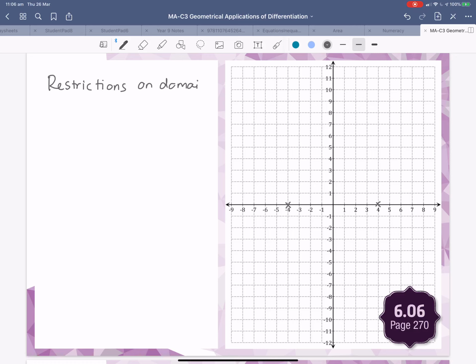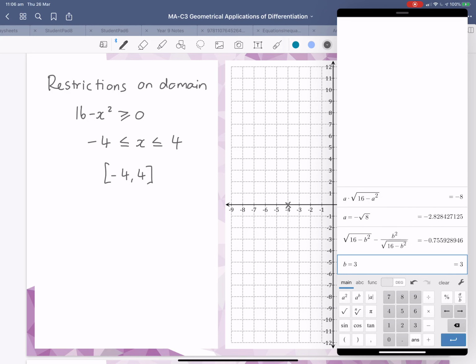So restrictions on the domain, you can't have something under a square root sign being negative. So 16 minus x squared must be positive. So that leads us to that x must lie between negative 4 and 4, or using our brackets, square brackets, because we're including those endpoints. So there's no point substituting in 5. In fact, if I tried back here, substituting in 5, undefined.